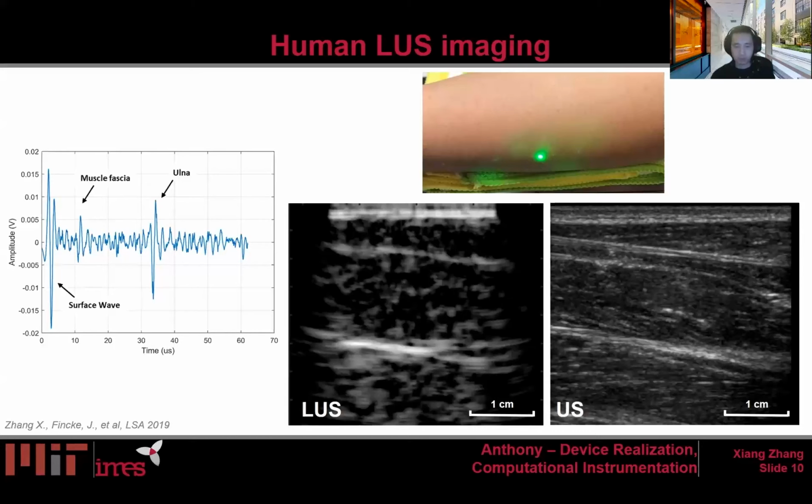But regardless, we are sensitive to soft tissue reflections as well as the stronger reflections from the bone, and the features are comparable between laser ultrasound and ultrasound. So that is a very encouraging result.